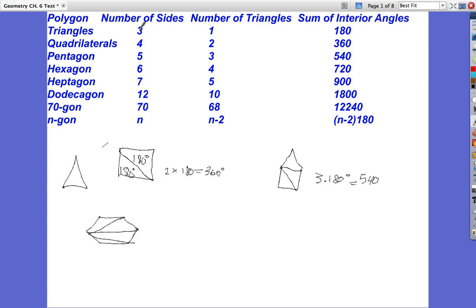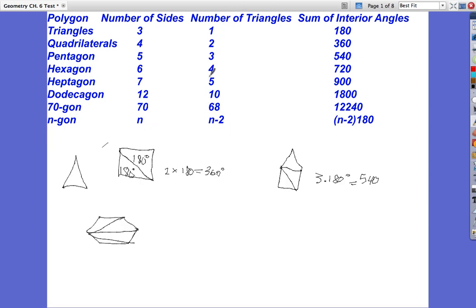If you notice, the number of triangles is always 2 less than the number of sides. When there were 3 sides, 1 triangle. 4 sides, 2 triangles. 5 sides, 3 triangles. What is the pattern you see? The number of sides is always subtracted by 2. So 3 minus 2 is 1, 4 minus 2 is 2. So the number of triangles for an n-gon is n minus 2.